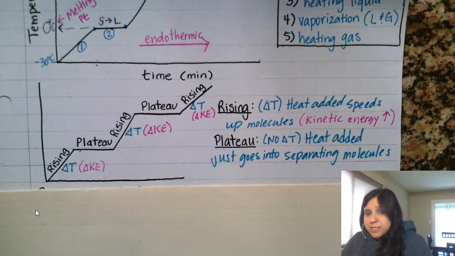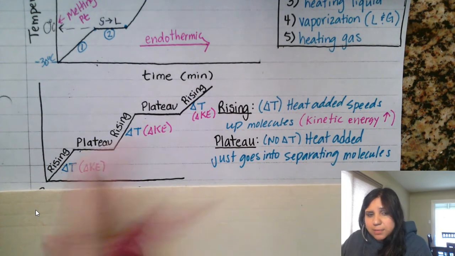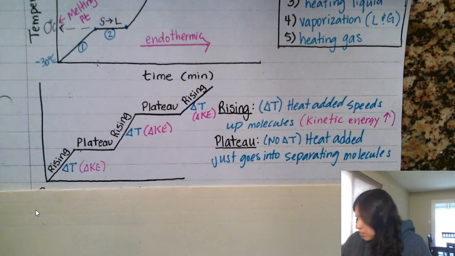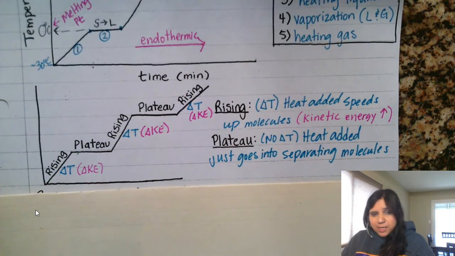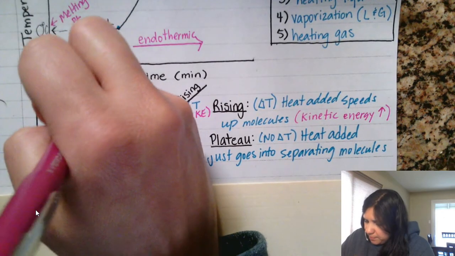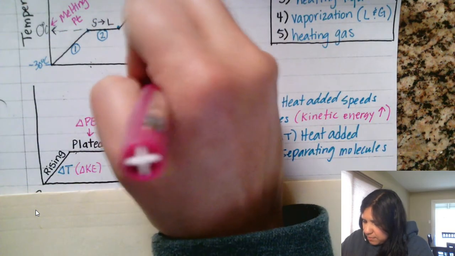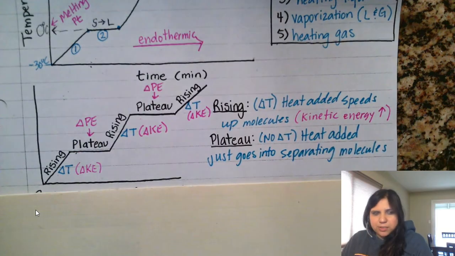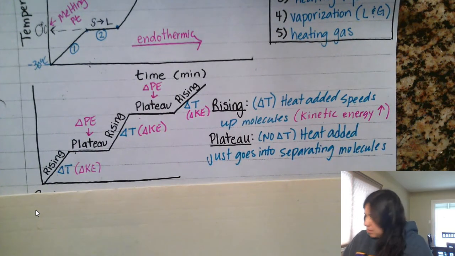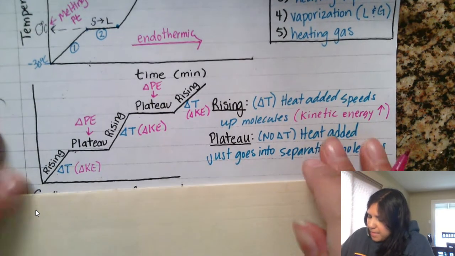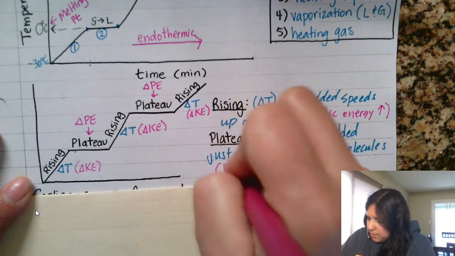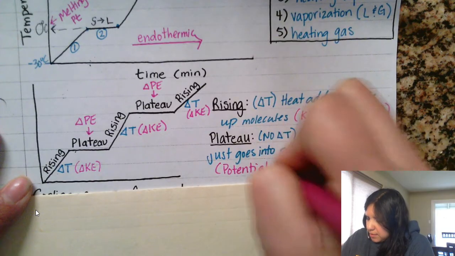Okay. When do you not have a change in kinetic energy? Well, you have no change in kinetic energy at any plateau when it's changing phase. So what's going on instead is they're separating and they're changing in what we call potential energy because of the distance between the particles. So delta PE changes at any plateau. Changes in potential energy because they're moving away from each other. So we'll make that. At the plateaus, potential energy is increasing.